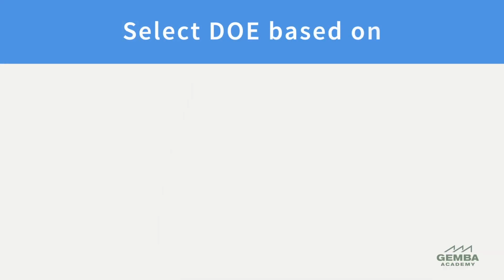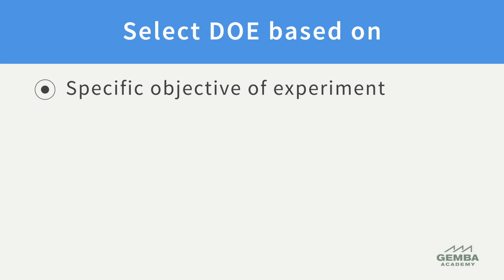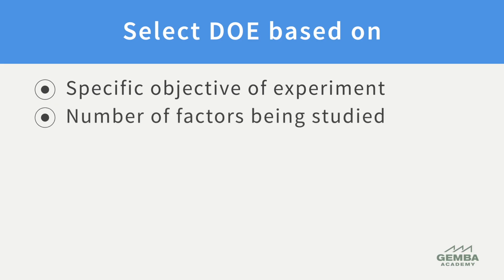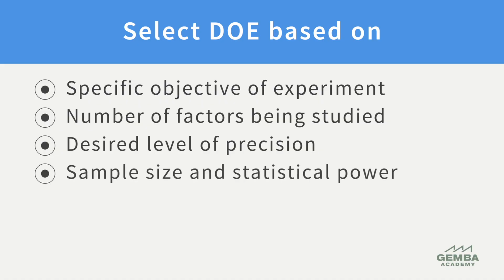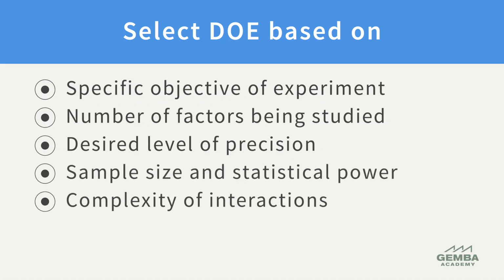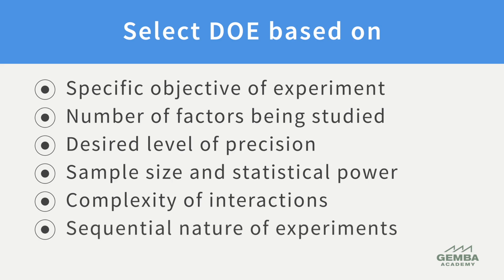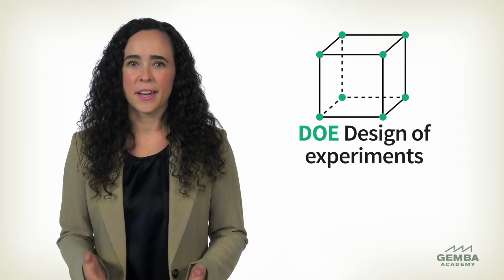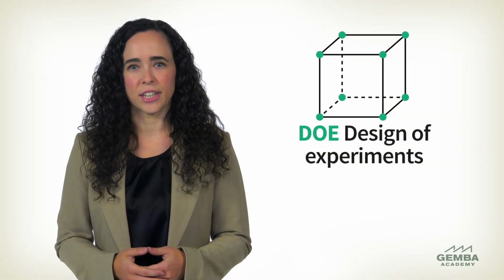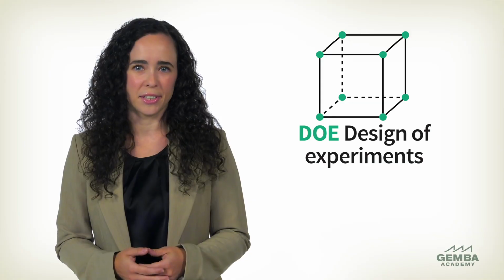The choice of which DOE to use depends on factors such as the specific objective of our experiment, the number of factors being studied, the desired level of precision, sample size, and statistical power, the complexity of interactions, and the sequential nature of the experiments. We may be required to use a specific DOE approach based on regulatory and compliance requirements in some industries. And of course, we must consider resource constraints when selecting an appropriate experimental design.